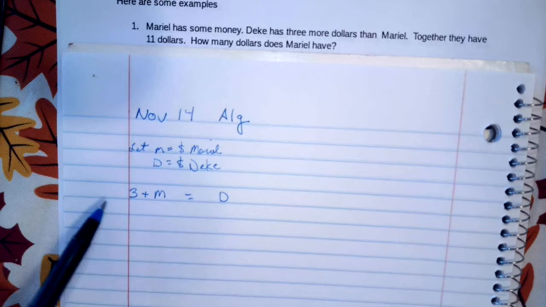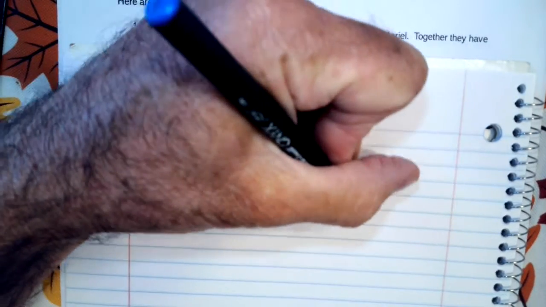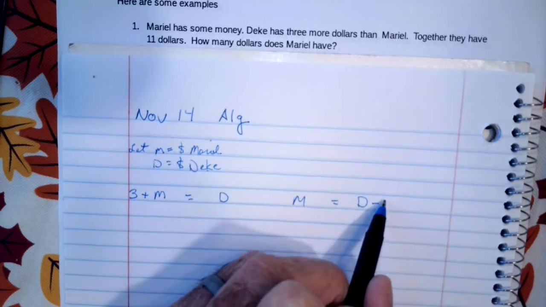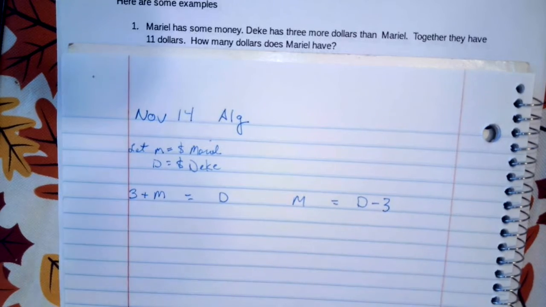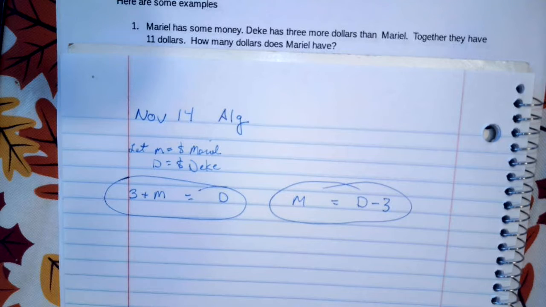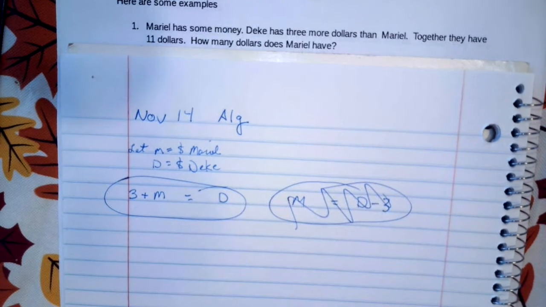I left space so I could write it on the left or the right. Another way to have written that is I could have said, okay, Mariel, Deke, who has more money? Deke does. So if I subtract 3 from Deke, I get the same as Mariel. So I either have this equation or this equation. I don't need them both. I'm just going to pick one. I picked the one I did first. Both are the same. So now I've done part number 2.